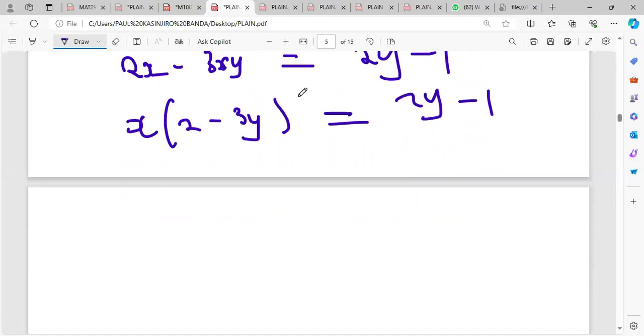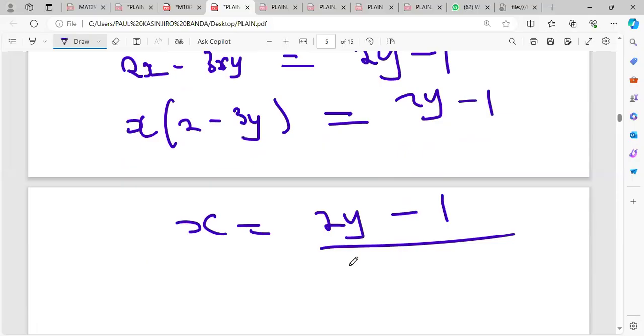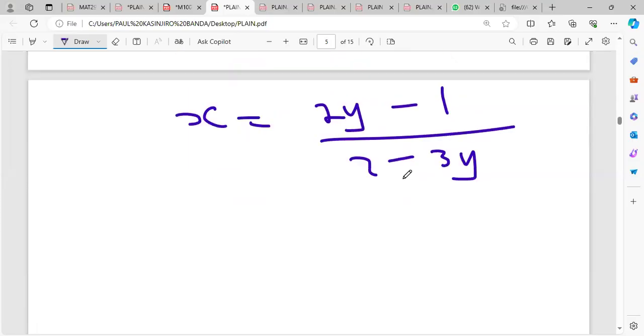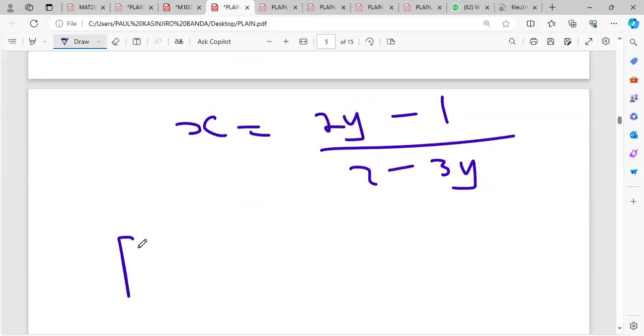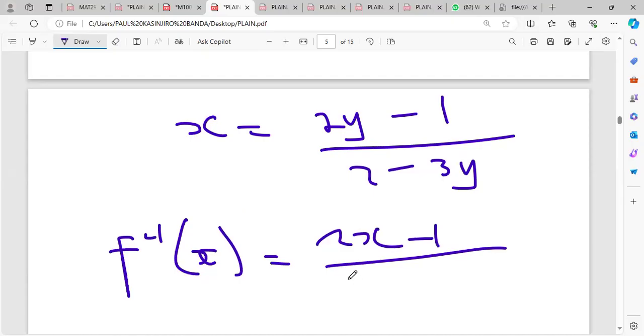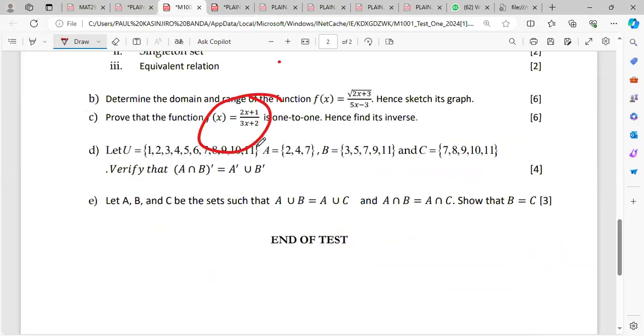Okay, and then we divide both sides by 2 minus 3y. It means our x will just be equal to 2y minus 1 over 2 minus 3y. Okay, so this is our inverse, and then we write it in the standard form. So the inverse of f of x is equal to 2x minus 1 over 2 minus 3x. Okay, so this is our inverse there. Okay, we're done. We go to the other question.